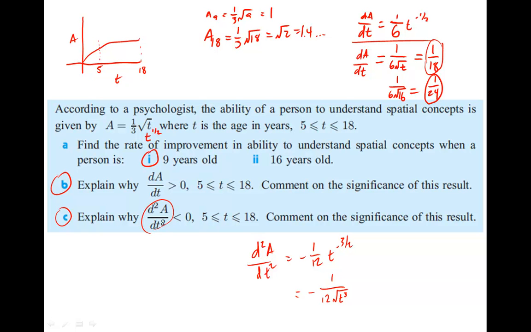Now, how about the second derivative? Well, the second derivative is now saying, how is the change changing? Well, we saw here that the change decreased, right? The rate of increase of understanding was decreasing. Their understanding is increasing at a slower and slower rate. Understanding is still increasing, but it's increasing by less and less as time goes on. And that's why you have a negative second derivative.